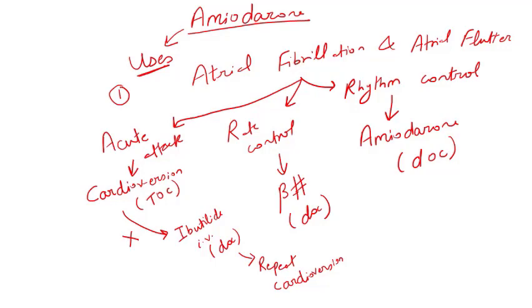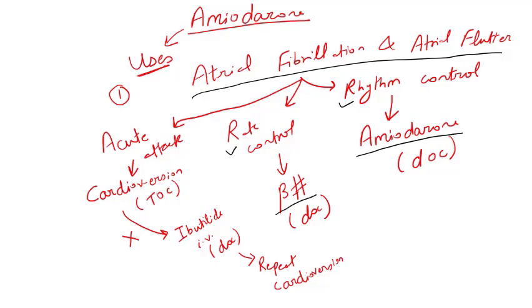So, for atrial fibrillation and atrial flutter, for rhythm control, amiodarone is the drug of choice. For rate control, beta blockers are the drug of choice. And for an acute attack of atrial fibrillation or atrial flutter, cardioversion is the treatment of choice. If it is not effective, then ibutilide intravenous is the drug of choice, and then repeat cardioversion.